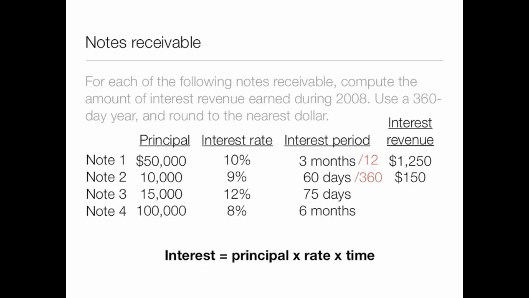Note 3, the time period is also given in days. So again, we divide it by 360 days, times the 12% times the $15,000 principal gives me interest revenue of $375. And the last one is back in months, 6 months. So it would be 6 out of 12 months is the time period, times 8% times the $100,000 principal gives me interest revenue of $4,000.